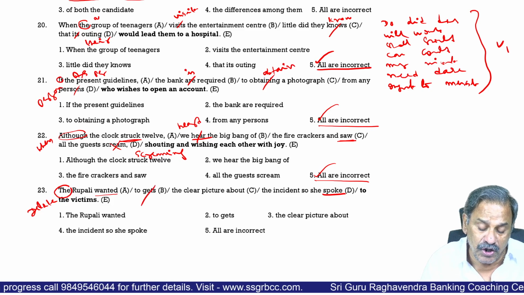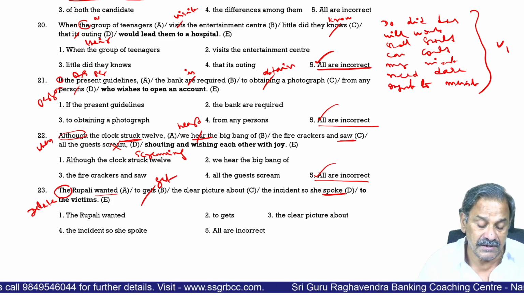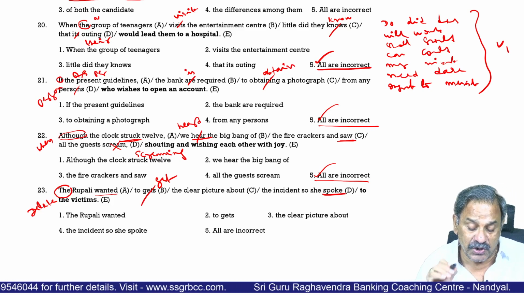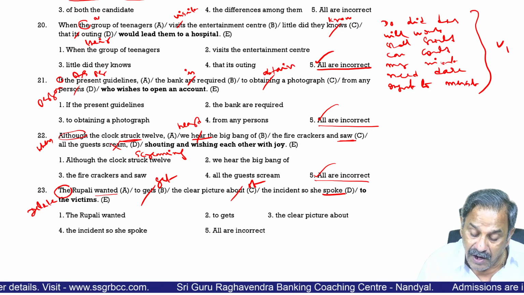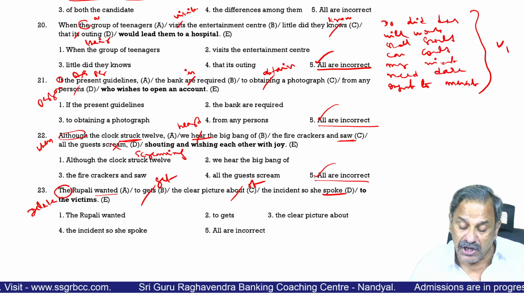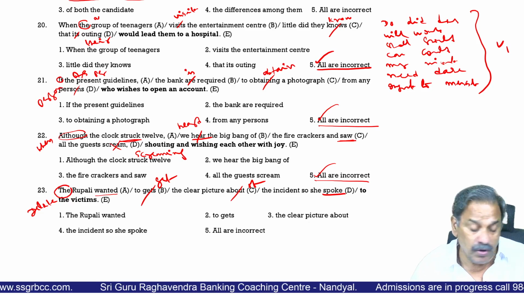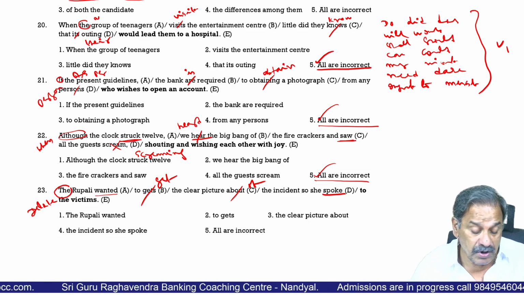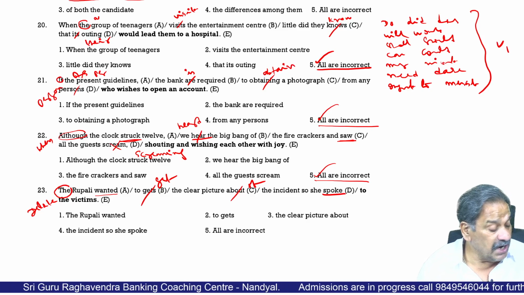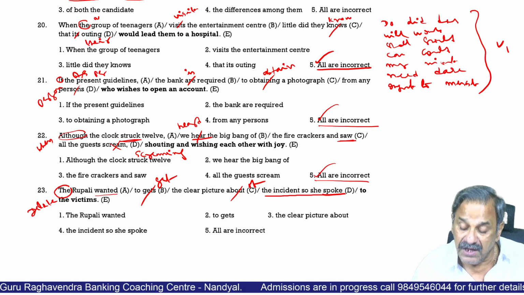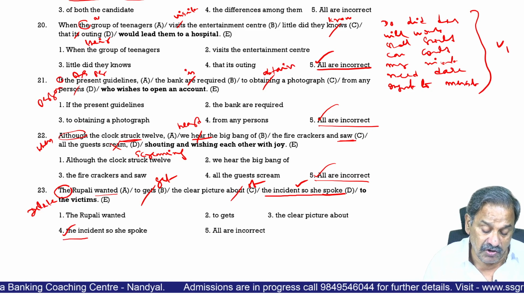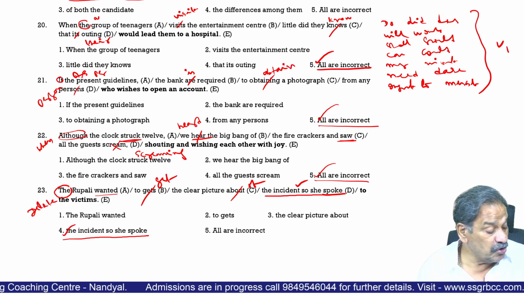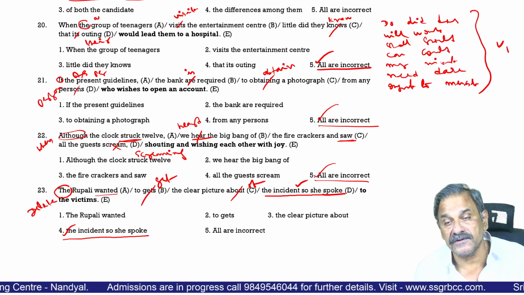After to, what you have to use? First form of the verb, get. Rupali wanted to get the clear picture about, wrong. Clear picture of the incident. So she spoke to the victims. So which part is flaw free? Fourth part is flaw free. The incident she spoke. There is no error in that part.